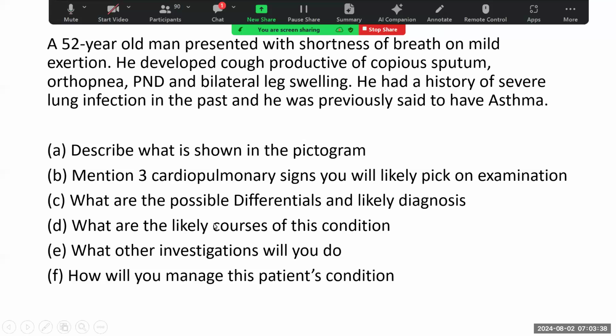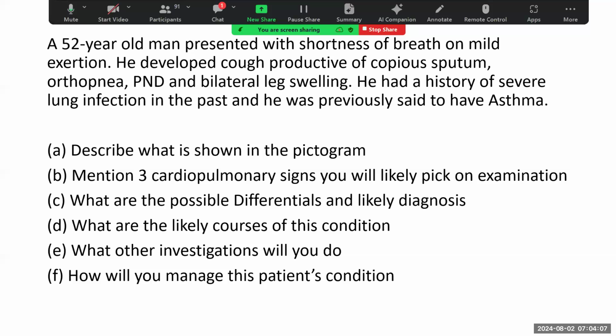Good morning, my teachers, colleagues. I'm Dr. John Adams. I'll be taking practice question 8 of the 2023 October recall. The question says a 52-year-old man presented with shortness of breath on mild exertion. He developed cough productive of copious sputum, orthopnea, paroxysmal nocturnal dyspnea, bilateral leg swelling. He had a history of severe lung infection in the past, and he was previously said to have asthma.